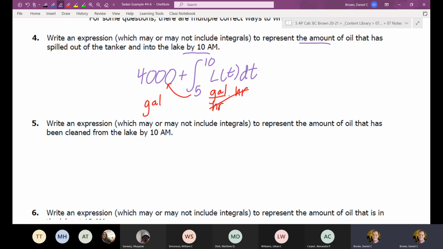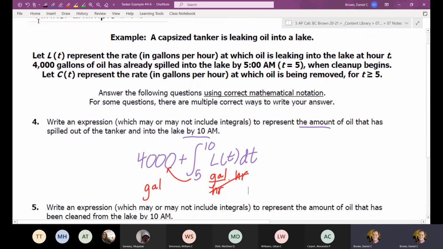All right, so let's look at number 5. It says write an expression which may or may not include integrals to represent the amount of oil that has been cleaned from the lake by 10 a.m. So looking at this function, we know that we're going to use the C function for cleaning. It says the cleanup function begins at t is equal to 5. No oil has been cleaned up until that time. So we know the initial condition for the cleaning function is technically 0.